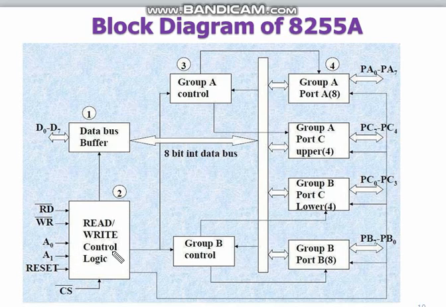You can see this read and write control logic is connected to group A and group B, and these groups are interconnected to their own ports. Group B is connected to port C lower and port B, and group A is connected to port A and port C upper. So this is my simplest block diagram of 8255.